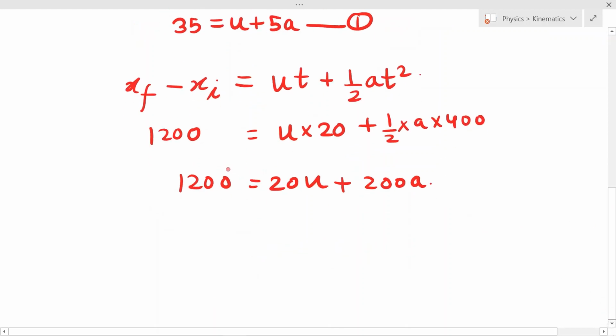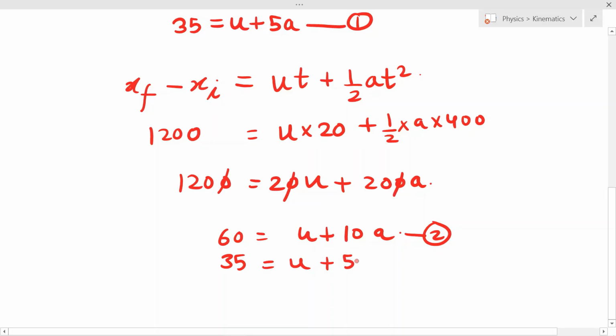So if I cancel these zeros, then it will be 120 is equal to 2u plus 20a. Now I can divide by 2, so this becomes 60. This will become u, this will become 10a. So this is the second equation. Now subtract first equation from the second equation. Let me write first equation here, u plus 5a. This is our first equation.